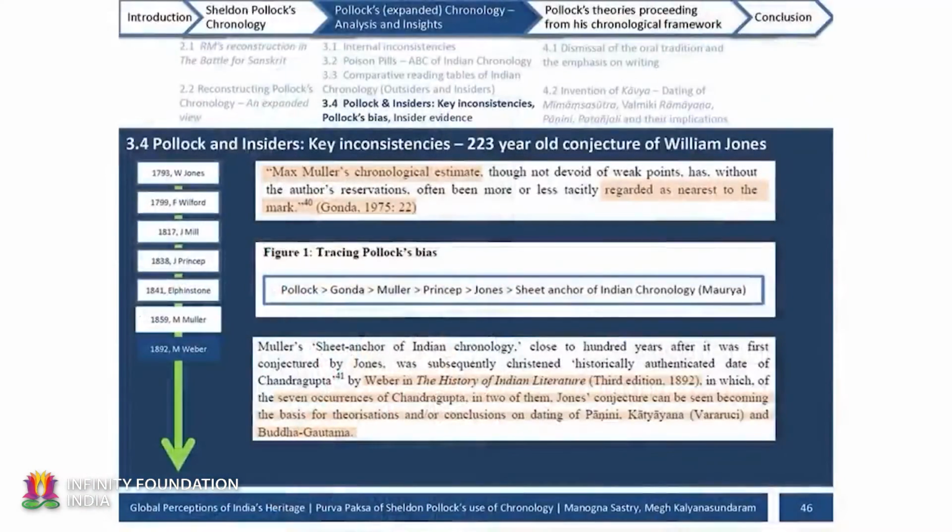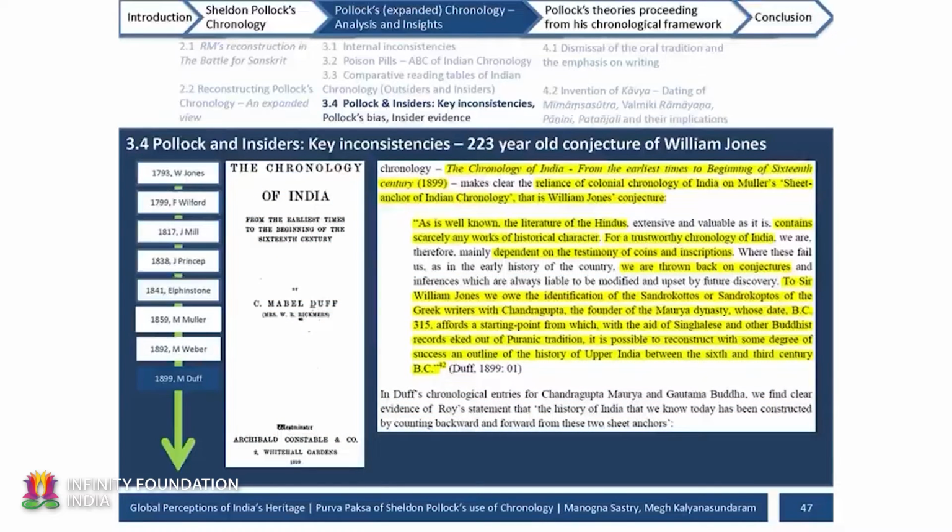So Max Muller's chronological estimate, though not devoid of weak points, has, without the author's reservation, often been more or less tacitly regarded as nearest to the mark. Who says this? Jan Gonda in 1975, Sheldon Pollock's oft-repeated source for many of his works. So what we have attempted to do over here is to trace Pollock's bias on chronological conjectures, colonial chronological conjectures, through Gonda, Muller, Prinsep, Jones, all the way to the sheet anchor of Indian chronology. Yeah. Now, I'm not walking you through Mabel Duff's work, but it's very explicit in her introduction, the importance she attaches to this finding. Yeah.